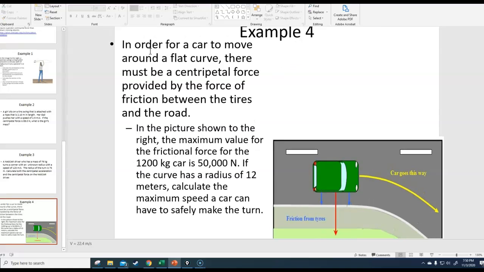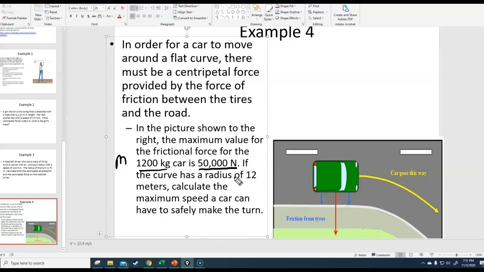Example 4 says, in order for a car to move around a flat curve, there must be a centripetal force provided by the force of friction between the tires and the road. And you can see a little picture showing you that. In the picture shown to the right, the maximum value for the frictional force for the 1,200 kilogram car, okay, so they're giving us the mass of the car, because that's in kilograms, is 50,000 newtons.